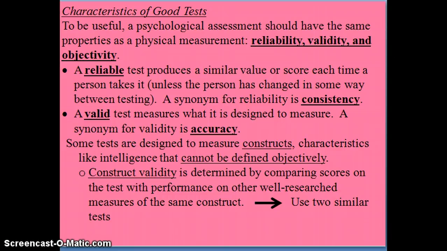So some tests are designed to measure constructs, things that you can't really define objectively, like intelligence. And construct validity, how valid, how accurate a test is based on a construct, is determined by comparing scores on tests with other scores on similar tests. So you use two similar tests. So you would use maybe the SAT and the ACT and compare those two tests to determine whether or not intelligence is actually being tested there.